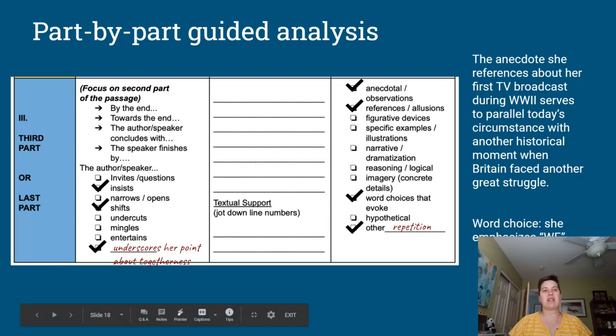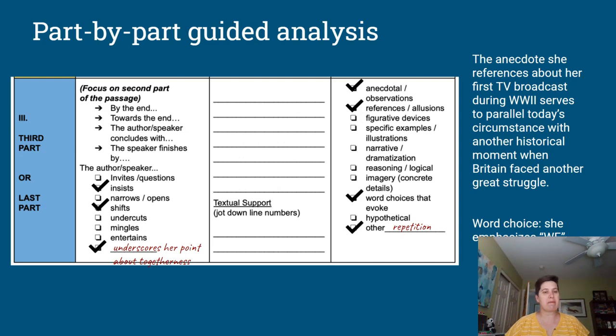So if we look at the part-by-part guided analysis, the anecdote she references about her first TV broadcast during World War II serves to parallel today's circumstance with another historical moment where Britain faced another great struggle. She emphasizes the word we as all-inclusive, we are in this together. She includes herself, which puts her right on the level with her subjects, that she is going through the same exact thing, that they are going through the same struggles.